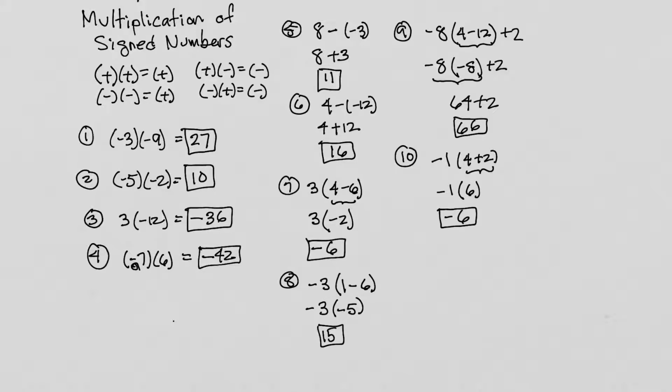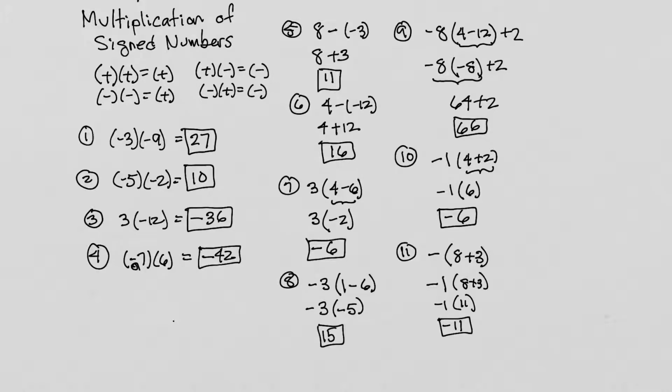Okay, now let's try this. In number 11, what if we just wrote this? Negative the quantity, say 8 plus 3. So the difference here between 10 and 11, we actually wrote the 1 here, and here we didn't write the 1, but it's understood. We have negative 1 times this. So when you see this, it's actually negative 1 times 8 plus 3. It's going to be negative 1 times 11, which is negative 11.